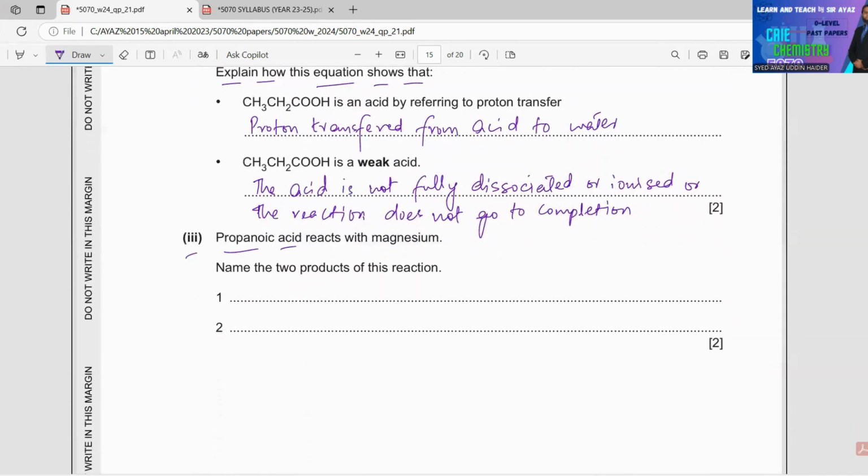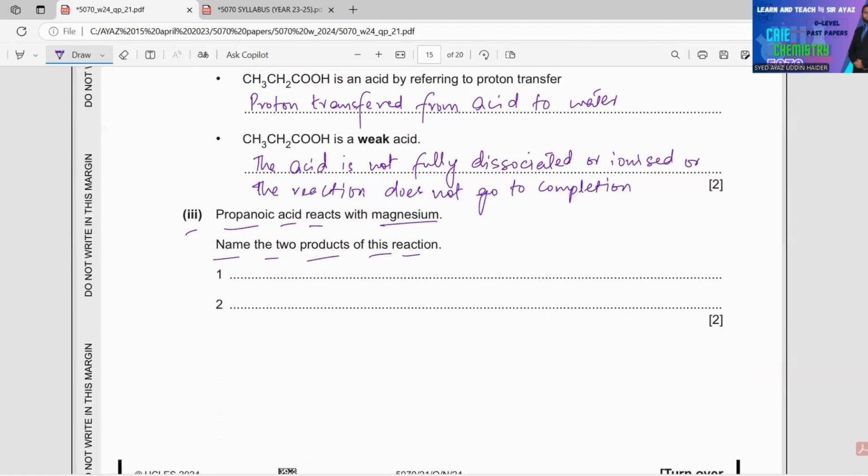Number 3, propanoic acid reacts with magnesium. Name the two products of this reaction. Now, it's a reaction between magnesium and propanoic acid. Propanoic acid is a carboxylic acid. It behaves like a typical acid when reacted with metals, metal oxides, metal hydroxides, metal carbonates. So it will definitely produce hydrogen gas as one of the products, because when metals are reacted with acid, they will produce hydrogen gas.